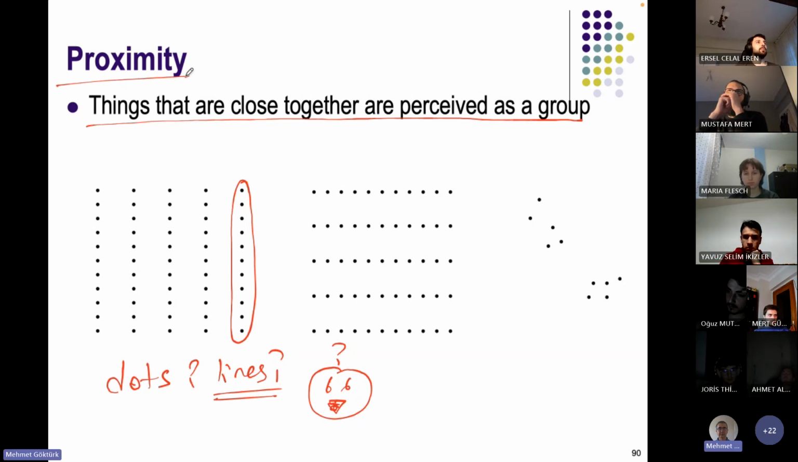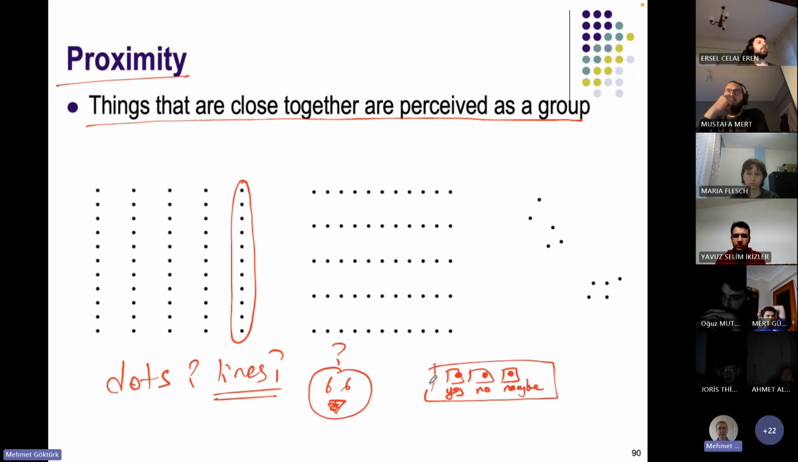We correlate things. For example, yes, no, maybe. Okay, so 3 buttons on the interface: yes, no, maybe. We automatically correlate them, and we automatically group them in our minds, and we try to make an exclusive selection among 3. Although they are different buttons, our brain perceives them as a group.